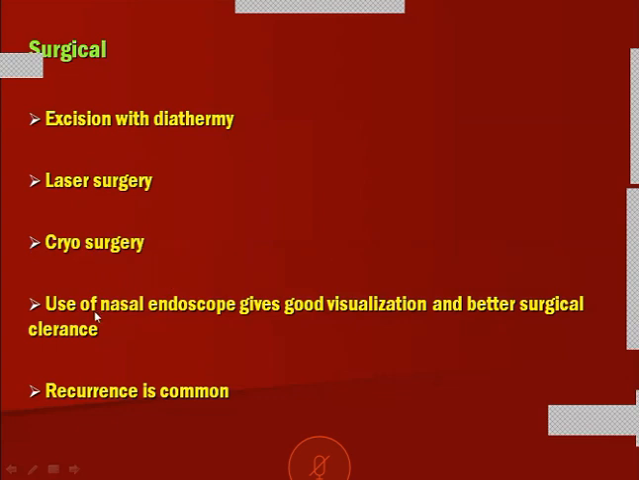Now with the advent of nasal endoscopes, there is good visualization and better surgical clearance, because through the endoscope we can see exactly where it is coming from. And at that level, we cauterize. After that, we follow up regularly, and we have to give dapsone post-operatively. If there is any recurrence, you have to subject the person to repeat surgery. Recurrence is very, very common.